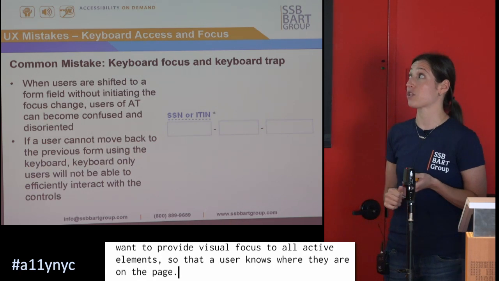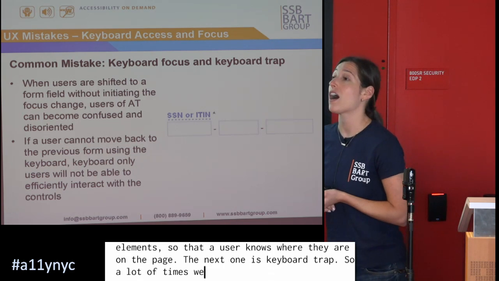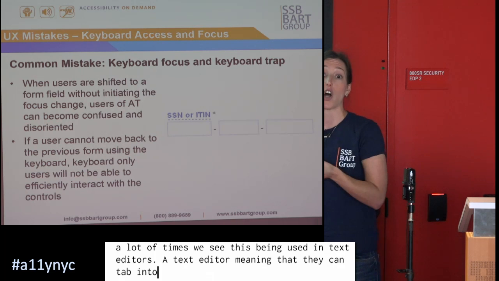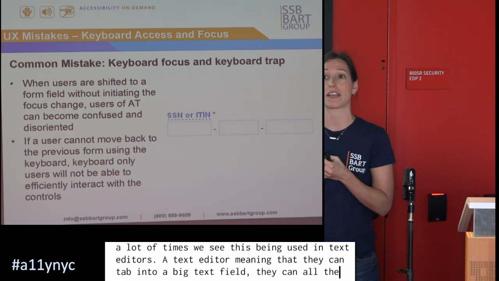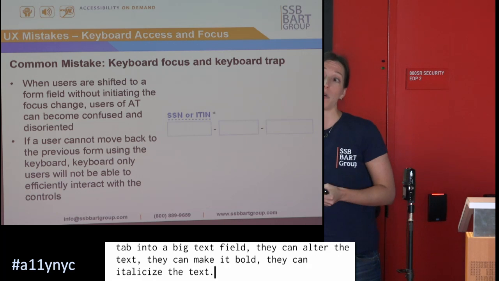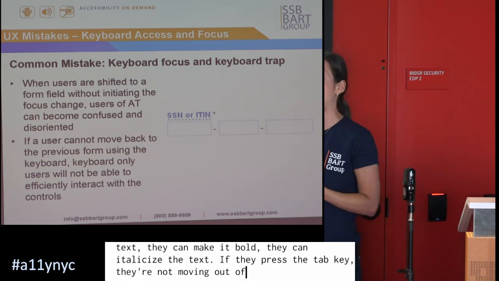The next one is keyboard trap. A lot of times we see this being used in text editors. A text editor meaning they can tab into a big text field, they can alter the text, they can make it bold, they can italicize the text. If they press the tab key, they're not moving out of that text field, they're actually indenting the text. So that would be an example of a keyboard trap.